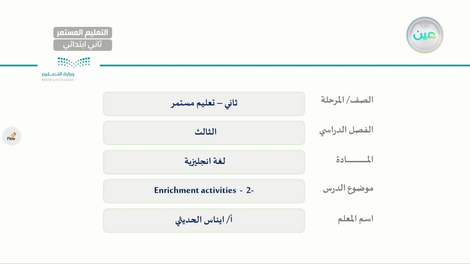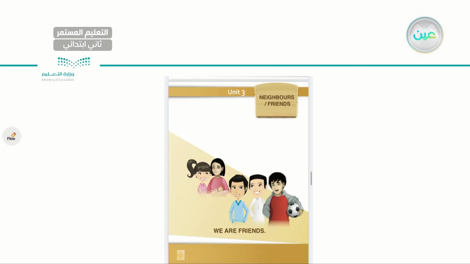So as you can see, this will be our enrichment activities number 2. Again, we started with the first one, activities number 1, and we decided to have it focused on unit number 3, friends and neighbors. Still, we will be doing this with this unit because, as you can see, it has so much information. So for any reason, if you missed any of the lessons before, this will be a very good chance for you to catch what you have missed.